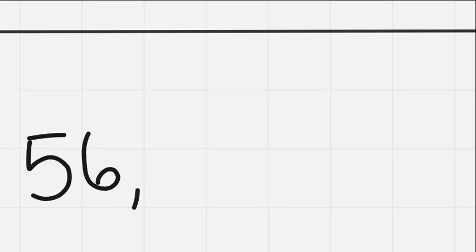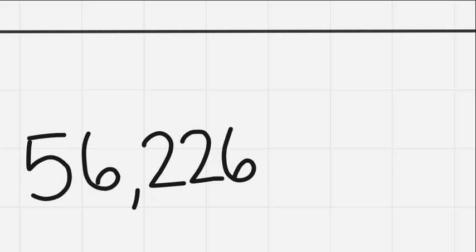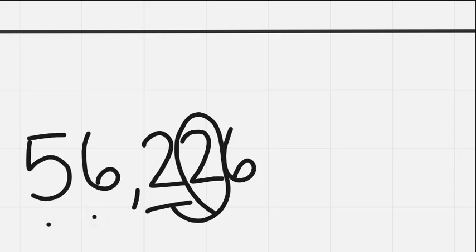The final number to round is 56,226. Please copy this down. First, let's identify the number in the hundreds place value, which is 2. Then circle the number that will tell us how to round, which is also 2. We can ignore the 5 and the 6. Which two numbers is 226 between?